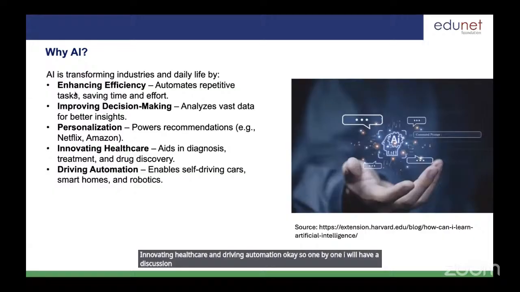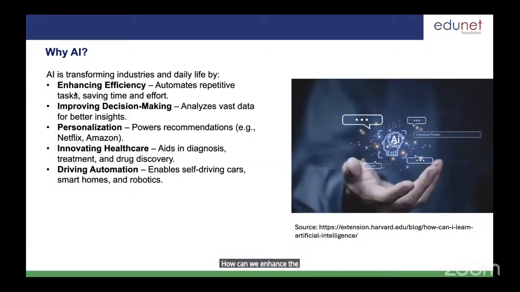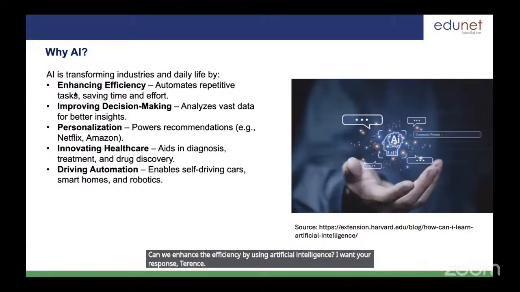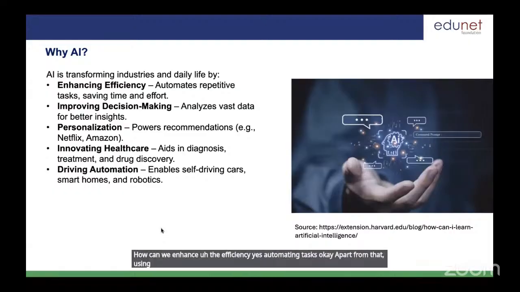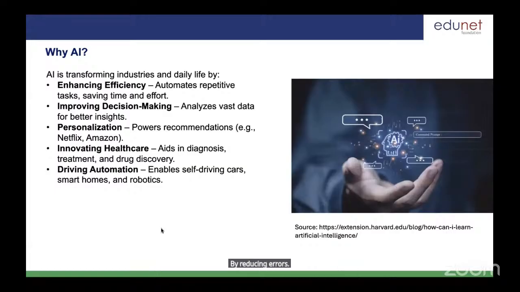So the first point is enhancing efficiency. How can we enhance efficiency by using artificial intelligence? I want your response, students. Yes, automating tasks. Okay. Apart from that, using ChatGPT. Save time by reducing errors. See, enhancing efficiency is saving time and effort as well.